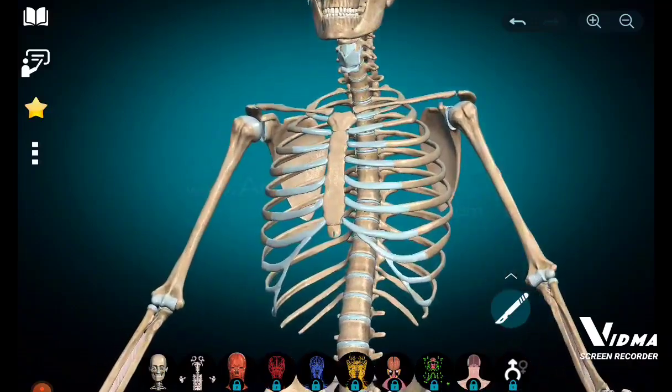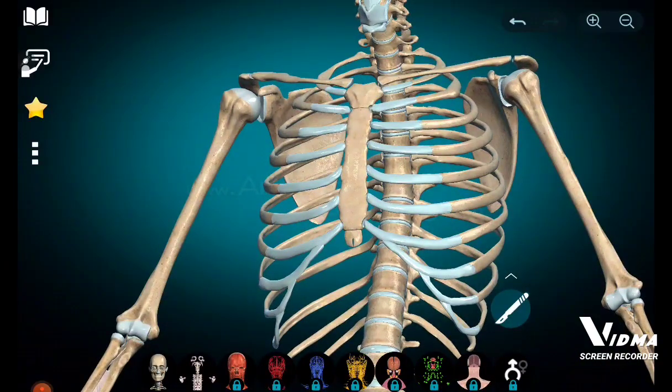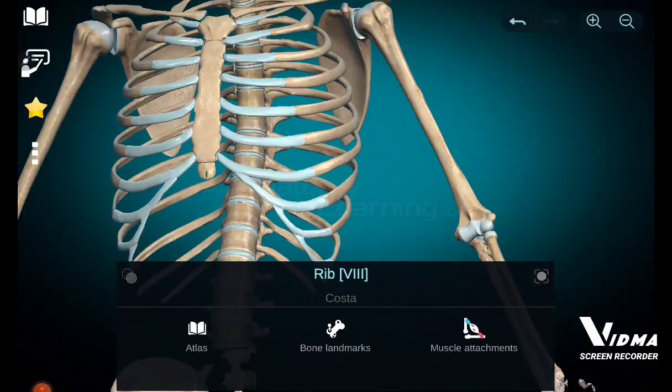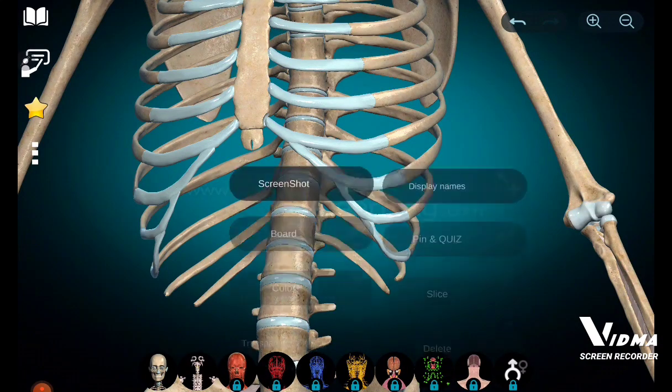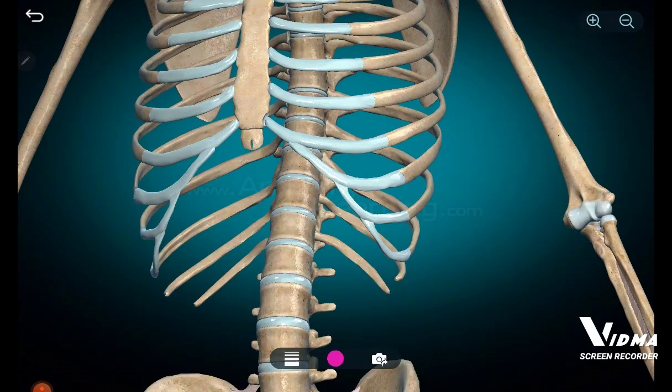Here, this is the 8th pair of ribs: 8th, 9th, 10th. You can see this is the 8th pair, 9th pair, 10th pair. Here also, so this side the 8th one, 9th one, 10th one. So these are the 8th, 9th, 10th pairs of ribs.